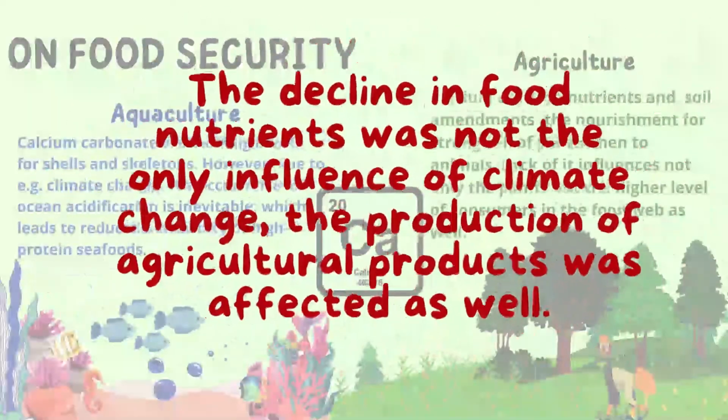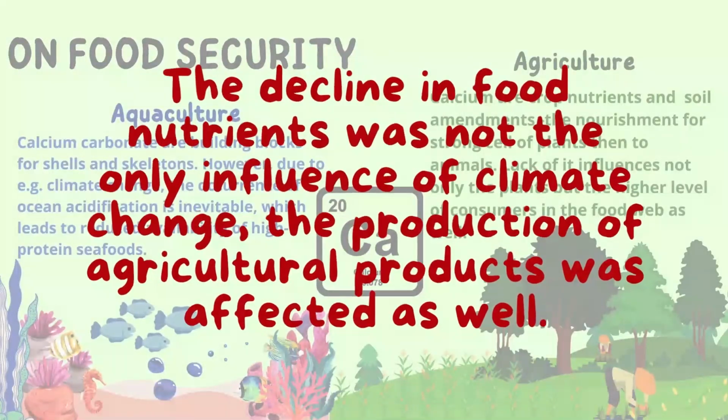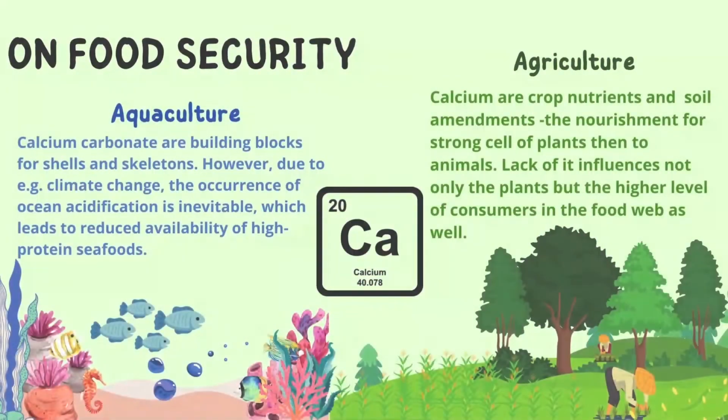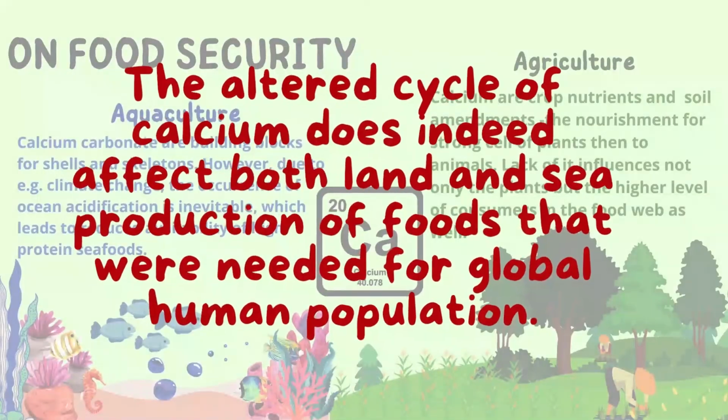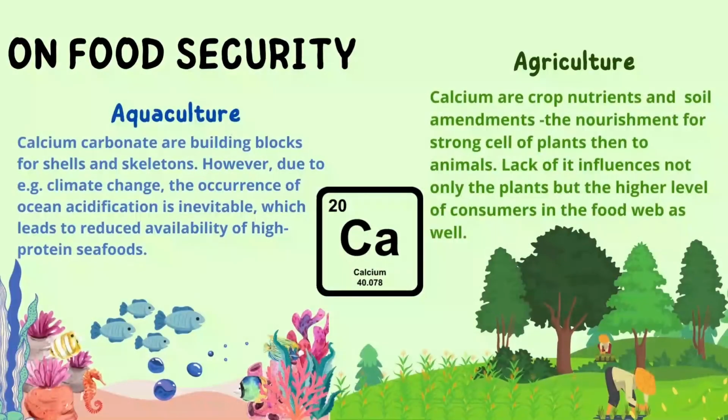Thus, the decline in food nutrients was not the only influence of climate change. The production of agricultural products was affected as well. Also, worldwide food security could be harmed by changes in ocean chemistry driven by fossil fuel use that result in ocean acidification. Ocean acidification happens as seawater absorbs up to a third of the carbon emissions we humans release, setting off a chemical chain reaction that robs marine animals of calcium carbonate, an essential building block for shells and skeletons. The reduced availability of foods like clams and oysters could worsen protein shortages for human populations globally.